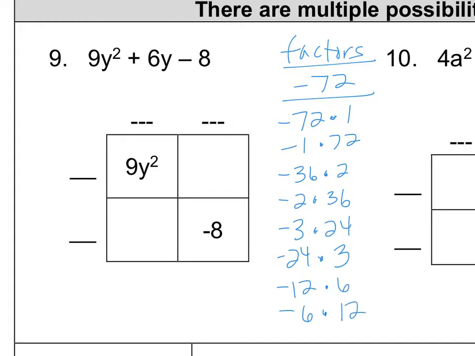And since I know I'm looking for a 6, I know I'm in the right spot when I get to here. So I need a positive 6. I can look and see that these guys will add up and give me a positive 6. So let's go ahead and put them into the problem. So I'm going to put my 12y and my negative 6y. Now, my 9, it could either be 3 times 3 or it could be 1 times 9. And I don't really know what it's going to be.